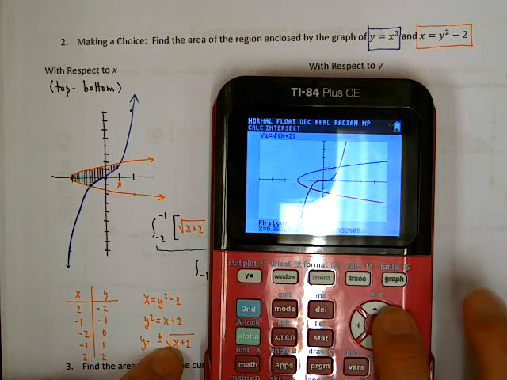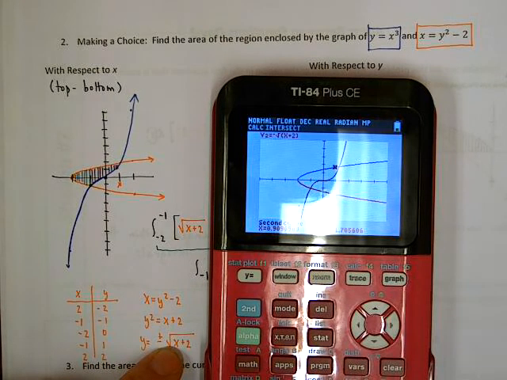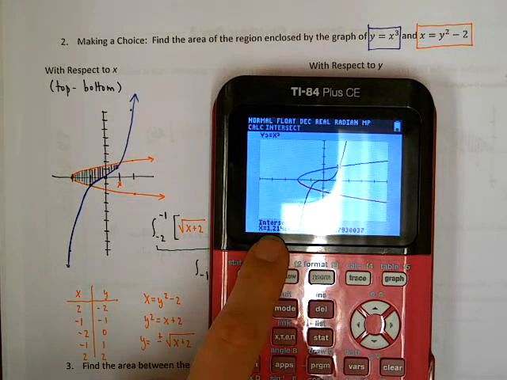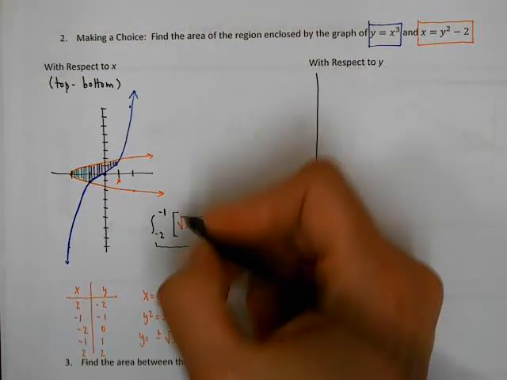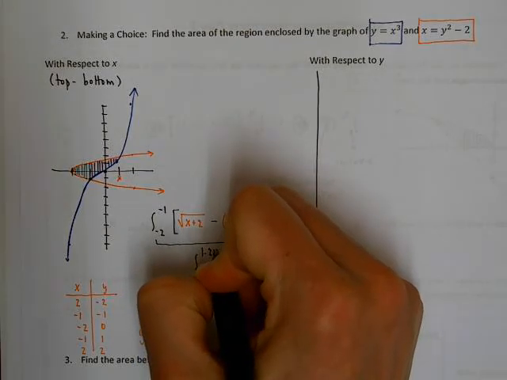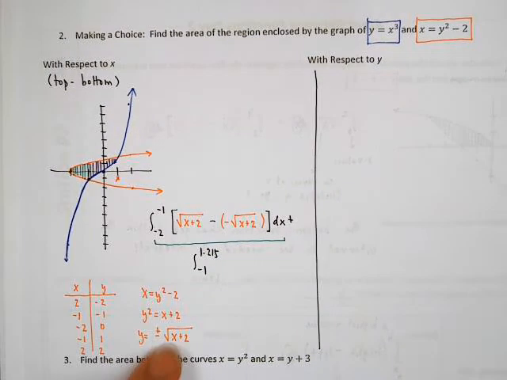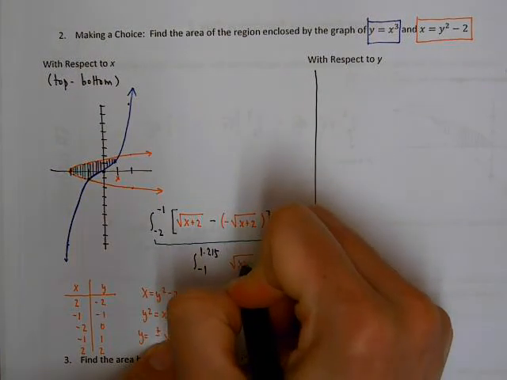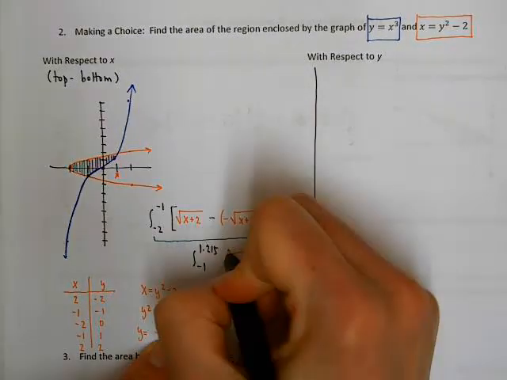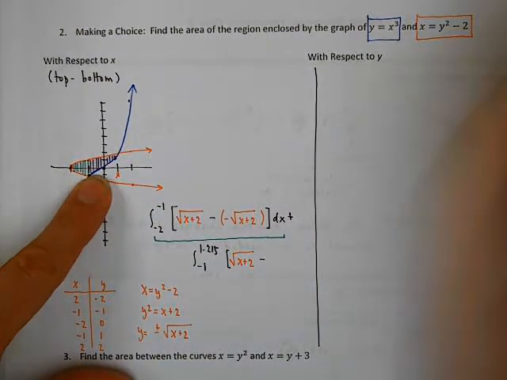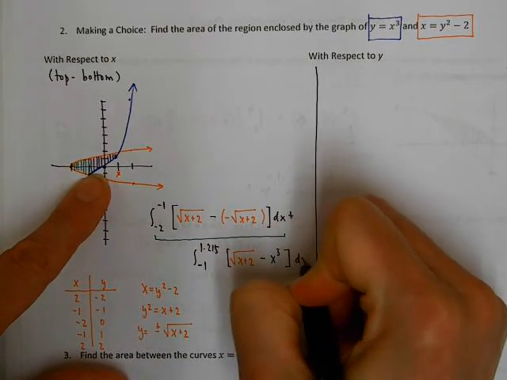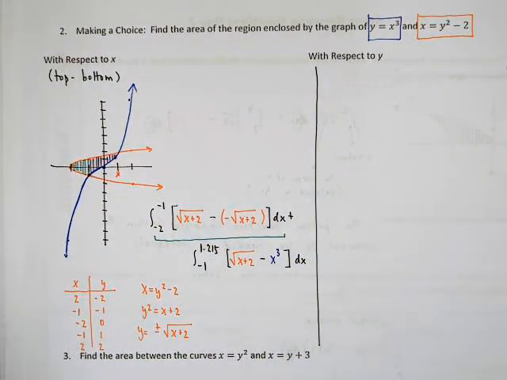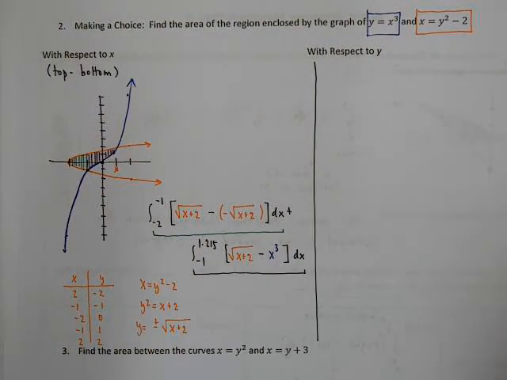So I'm going to go over here. Get back to the right curve. And I get 1.215. Again, this is with respect to x, so I want the x value. Now for this, our top is still positive square root of x plus 2. But the bottom now is the blue curve, which is x cubed dx.